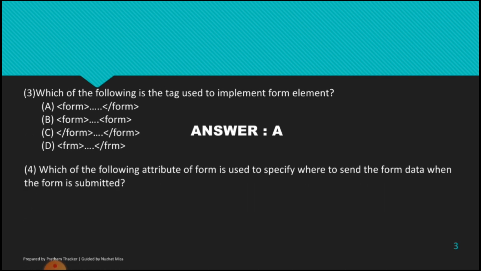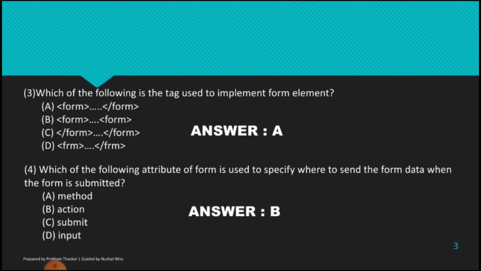Question number 4. Which of the following attribute of form is used to specify where to send the form data when the form is submitted? Is it option A method? Is it option B action? Is it option C submit? Or is it option D input? Answer is option B action.